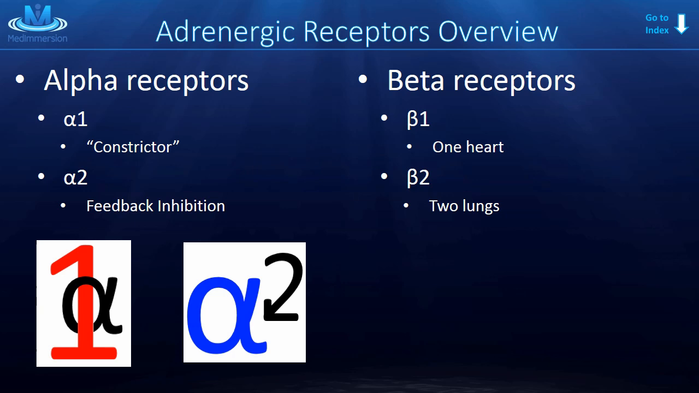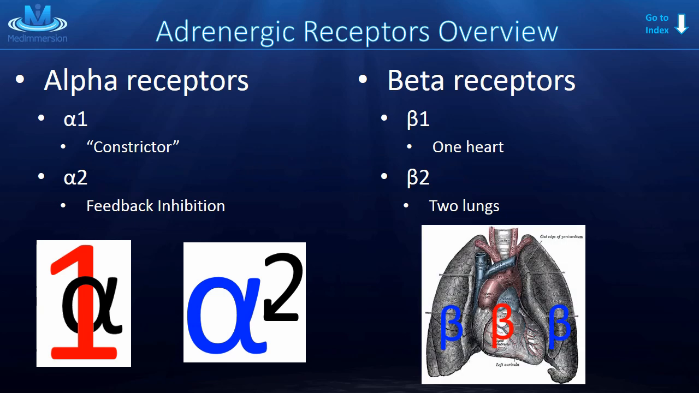So it helped me early on at least. And then I added more and more as I learned more and more. Beta 1, one heart. Beta 2, two lungs. So why did I do that initially?